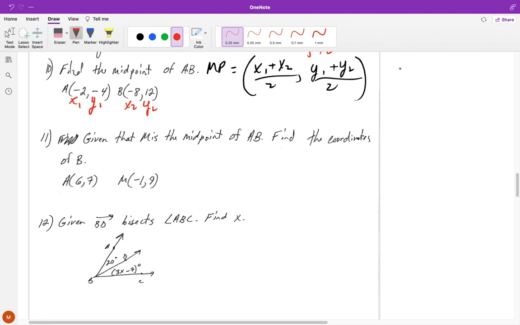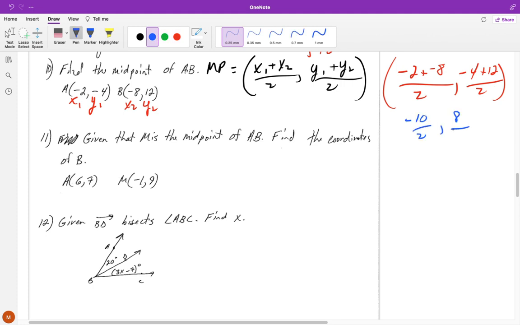So then this just becomes, our midpoint is -2 plus -8 divided by 2, and -4 plus 12 divided by 2, which then becomes -10 over 2, and 8 over 2, which then becomes -5 and 4. So our midpoint is -5, 4 on the coordinate plane.